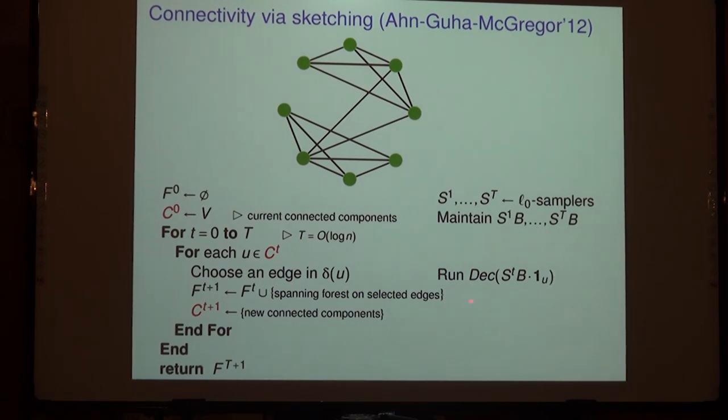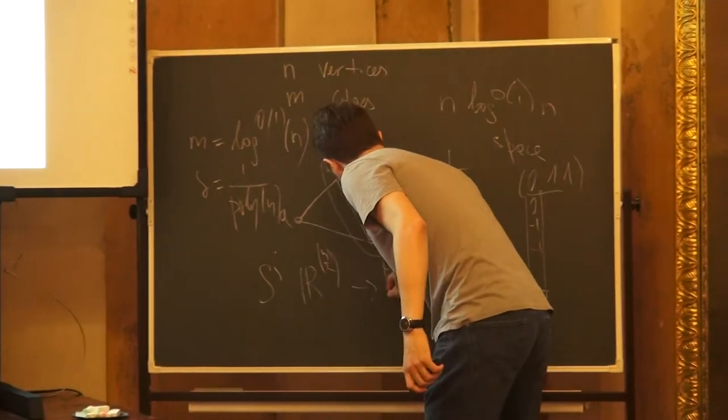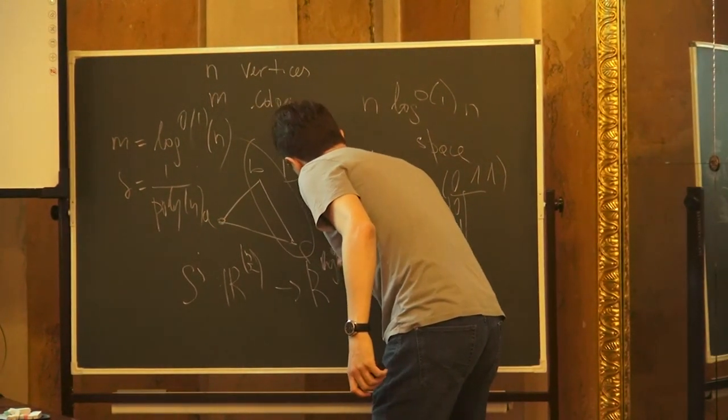For this algorithm, our main primitive, and you should really think of this for loop as being moved here, so we sample all the edges first and then we connect the components, is to select an edge out of every cut. So here's what we will do. Note that our algorithm runs for a logarithmic number of steps. We'll prepare a logarithmic number of L0 samplers, Sj, that will go from R^(n choose 2) to R^(poly log n).